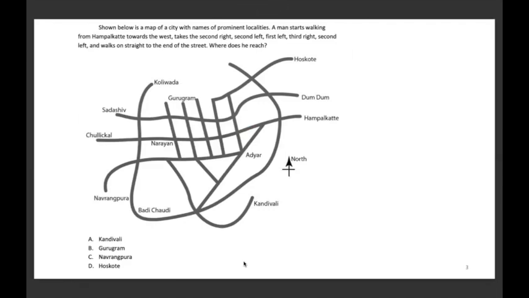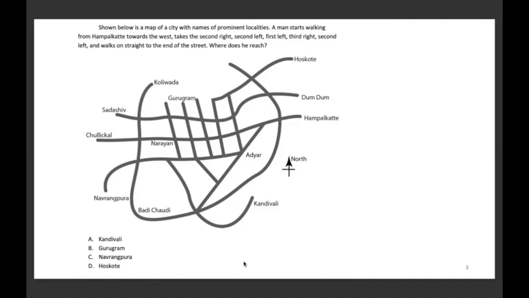Shown below is a map of a city with names of prominent localities. A man starts walking from Hampelkate towards west, takes the second right, second left, first left, third right, second left, and walks straight to the end of the street. Where does this person reach? Options are Kandivali, Gurugram, Navrangpura, Hoskote.